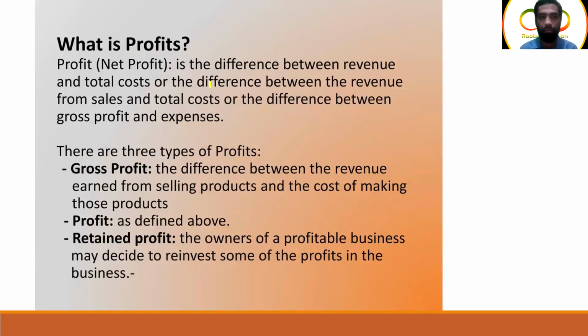Okay, before we have seen what is income. Now we will look at what is profit. It is the difference between the revenue and the total cost. If the total cost is more than the revenue, it may be a gross loss as well. So gross profit is the difference between the total revenue from selling products and the cost of making those products.